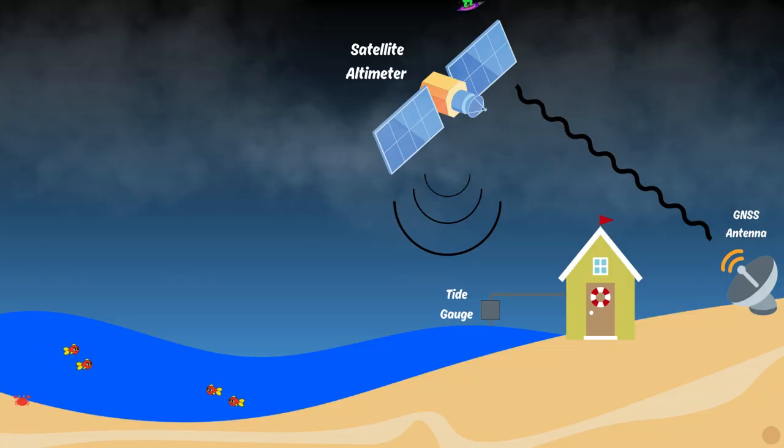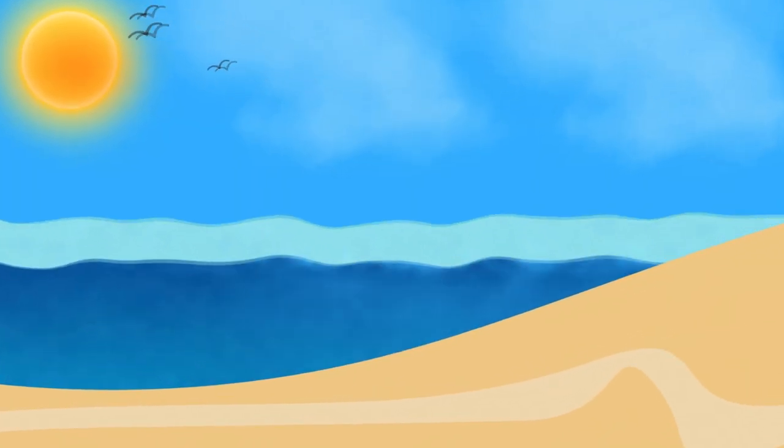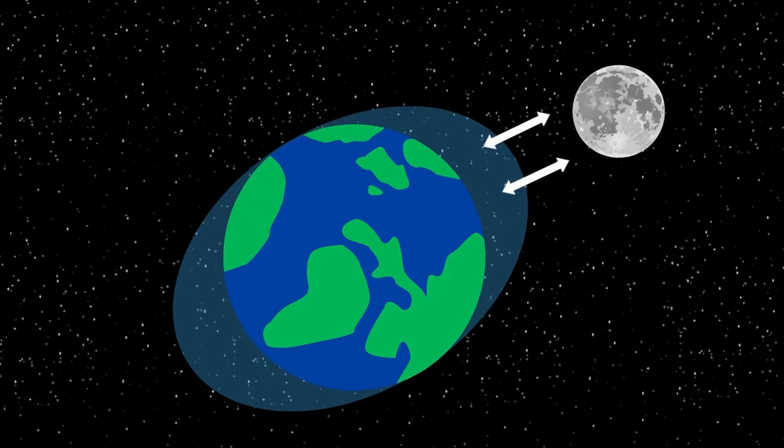Advancements in technology are enhancing our ability to study and predict tides. Satellites equipped with radar altimeters measure sea level changes with great precision, providing valuable data for tidal research and climate studies. In conclusion, tides are a fundamental and fascinating part of Earth's natural systems.